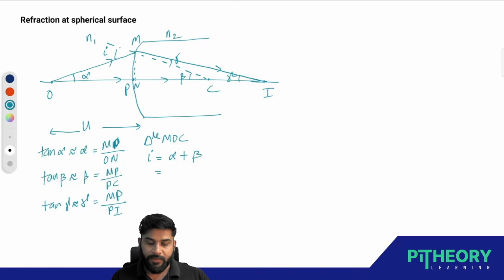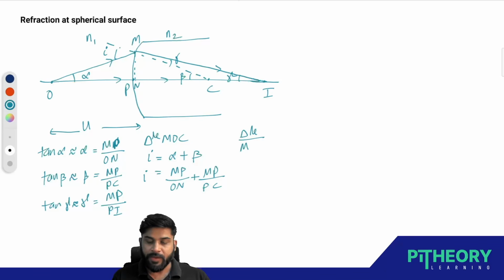Sorry, alpha. Here we have MP divided by ON plus MP divided by PC, you can write. This is I, okay? That you can keep as I is equal to MP divided by ON plus MP by PC. Now I'm considering one more triangle. Which triangle can we consider here?